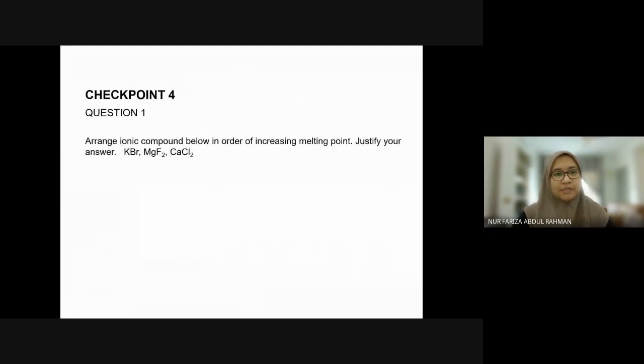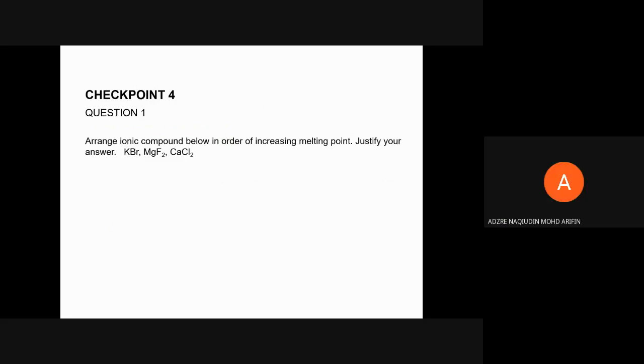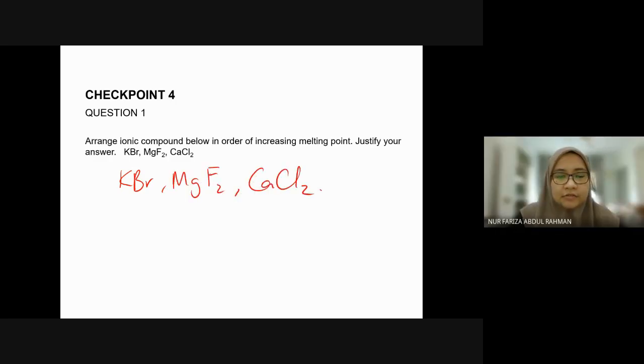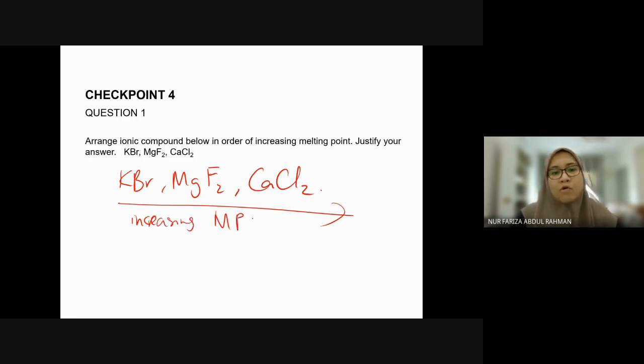Next question would be: arrange the ionic compounds below in order of increasing melting point. We should start from the lowest to the highest. Justify your answer. Let's have Azri for this. My answer is KBr, MgF2, CaCl2. So this is based on Azri's answer, increasing melting point.